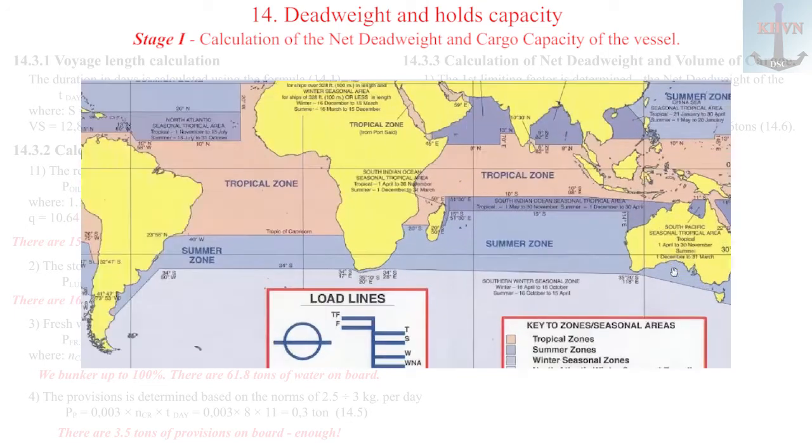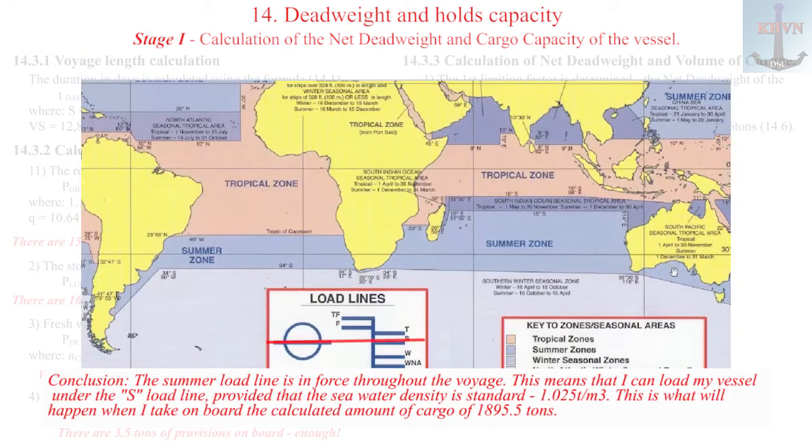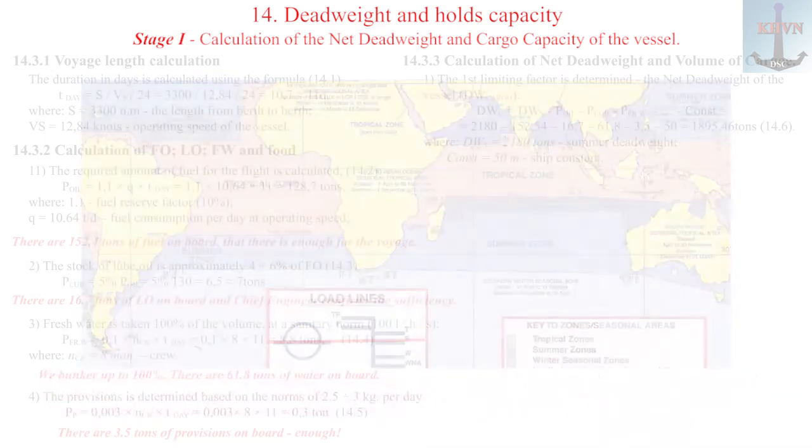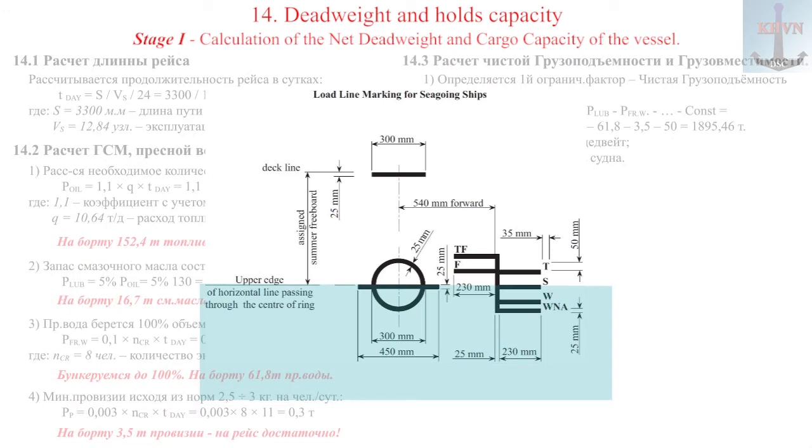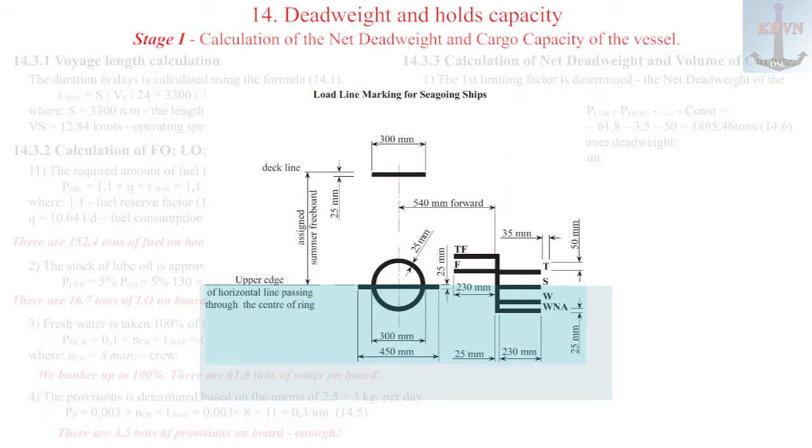This means that I can load my steamboat down to the S load line, provided that the sea water density is standard, 1.025 t/m3. This is what will happen when I take on board the calculated amount of cargo of 1,895.5 tons. Load line note: both the displacement and deadweight of the vessel given in the ship's particulars and other documents are given for summer, letter S. This means that the vessel is in the summer zone, the dates of which are presented on the map of zones and seasonal areas.